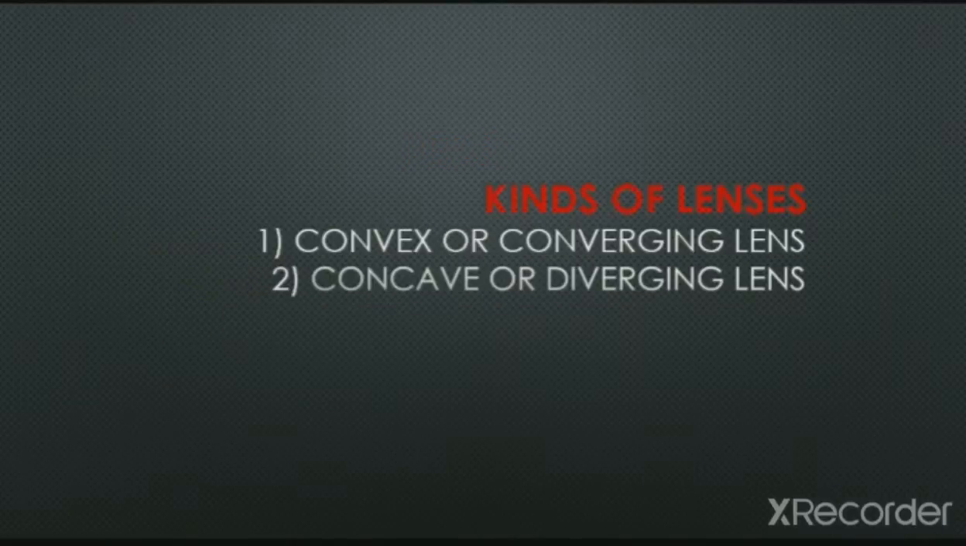Now what are the two kinds of lenses? We have two kinds of lenses. They are convex, also known as converging lens, and concave lens, also known as diverging lens. So why is a convex lens known as a converging lens? This type of question is asked in the board examination for 1 mark or 2 marks. Why is a convex lens known as a converging lens, or why is a concave lens known as a diverging lens?